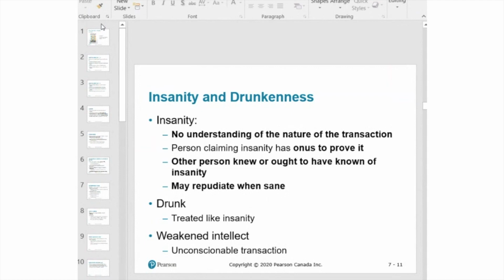So remember, you have to prove you were actually insane or intoxicated. Second, the other person or company knew or should have known you were. And there's a third requirement: you need to try to repudiate. What does repudiate mean? You need to try to cancel the agreement as soon as you become sane, as soon as you are not intoxicated anymore. So those are the three requirements. The three requirements have to be met. Then your chances to get your smartphone back, in my example, are higher.